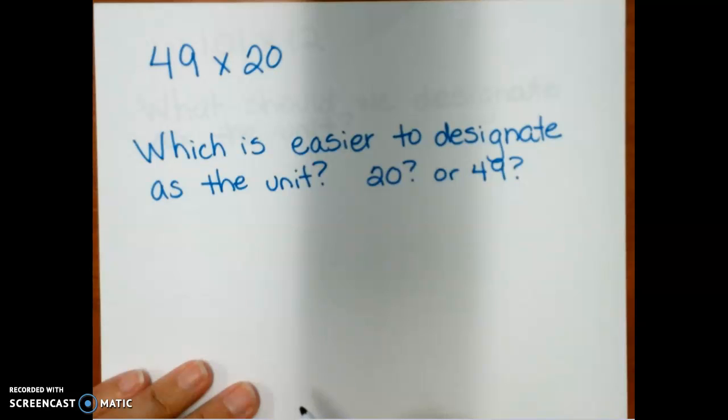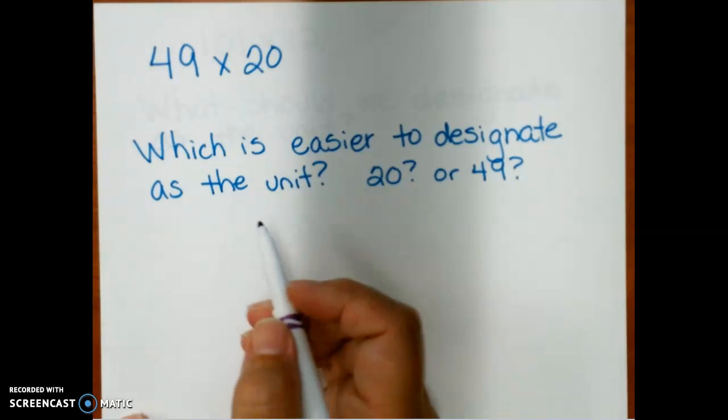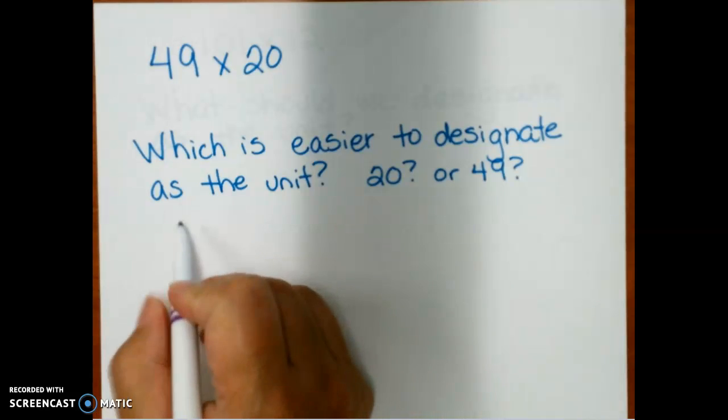Okay, so our next problem is 49 times 20. Which one is going to be easier to work with as the unit? Well, I think it's going to be easier to think of 20 as the unit, because then we can say we have 40 20s plus 9 20s, or we can say we have 50 20s minus 1 20, and we get the same answer.